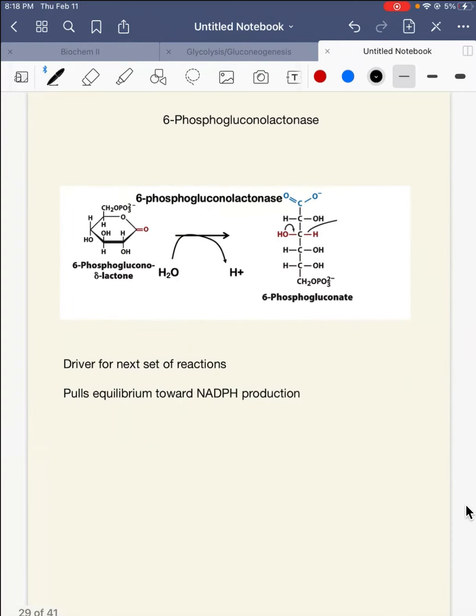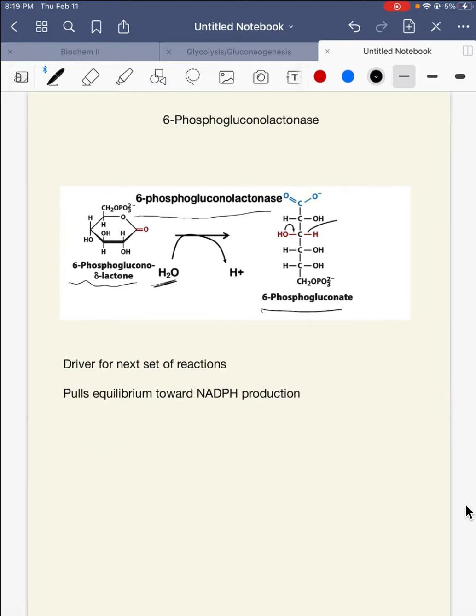Okay, so now that we have our 6-phosphoglucono-delta-lactone, we run it through this reaction that uses water. What this does is it breaks this ring open, and now we have 6-phosphogluconate. This is done by the enzyme 6-phosphogluconolactonase. Yeah, it's really hard to pronounce.